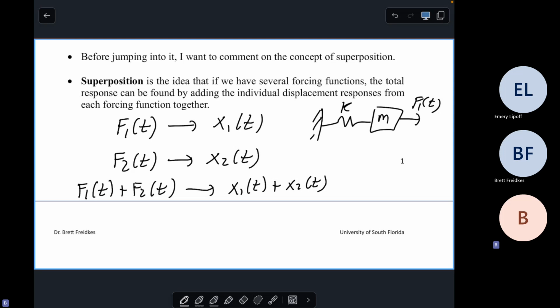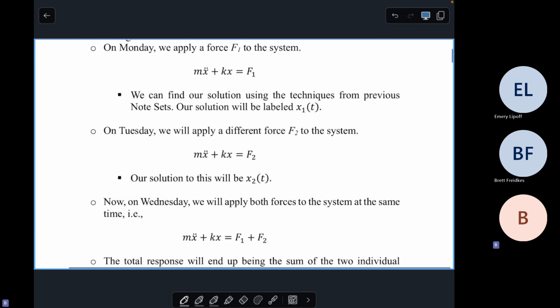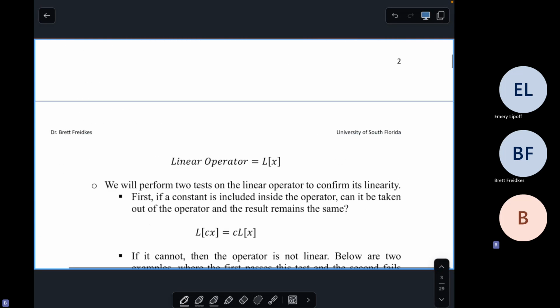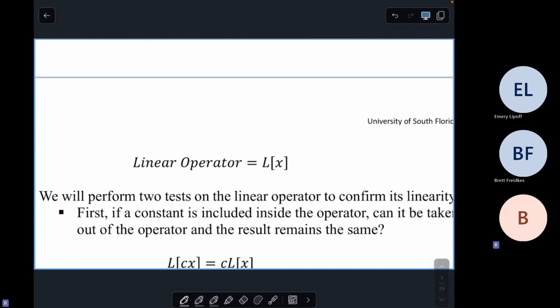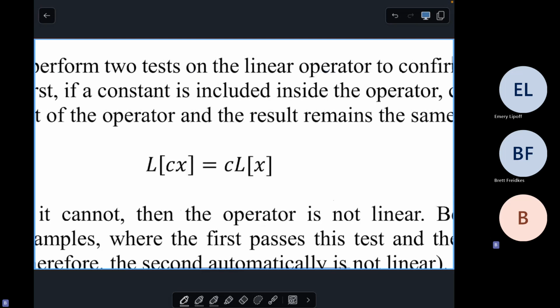What does that mean? Thank you, Peter. You have to do these 2 tests for it. That's correct. So we originally discussed this idea of a linear operator, L of x, where I will apply that operator to some variable. And to determine if it's linear, we have to do these 2 tests. The first being that if I were to plug into my linear operator some constant, could I pull it out and get the same result?